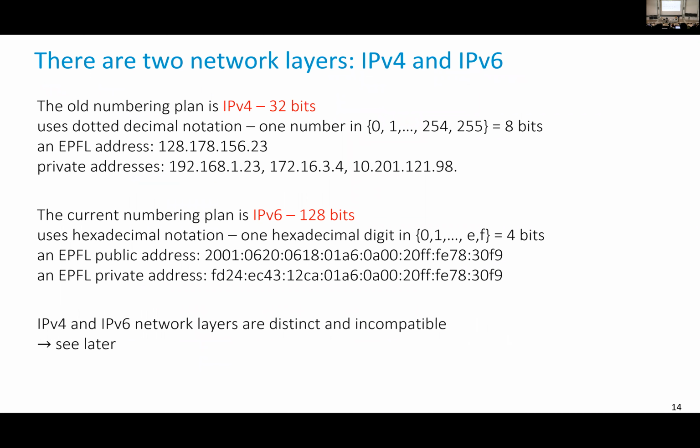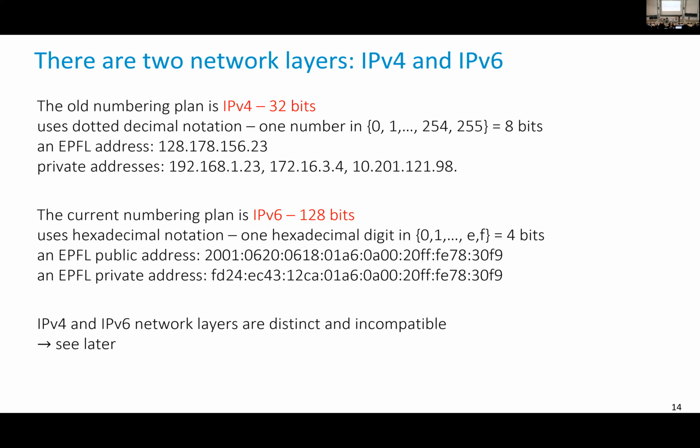So the old numbering plan is IPv4, which uses 32 bits. Now, if you think about it, with 32 bits, how many different interfaces in the world can you address? 4 billion, exactly. 2 to the power 32. If you take log 2 as 0.3, the decimal log is 32 times 0.3. That gives a total of 4 billion, 4 times 10 to the power 9, which is less than the size of mankind. And since each of us has more than one IP address, it's not enough for everyone.